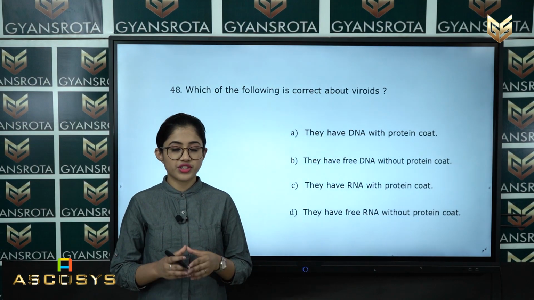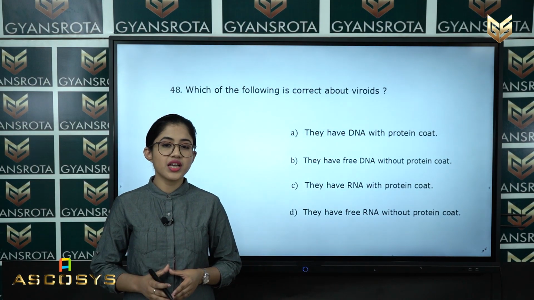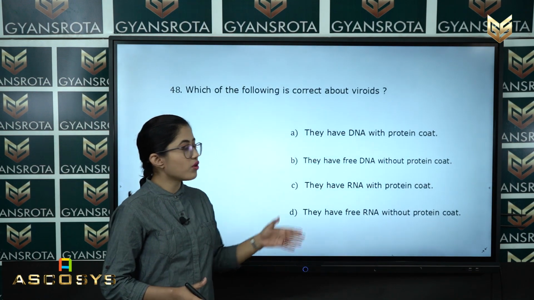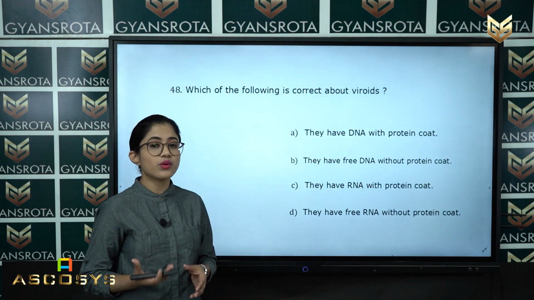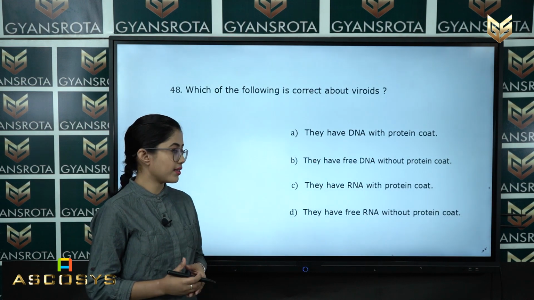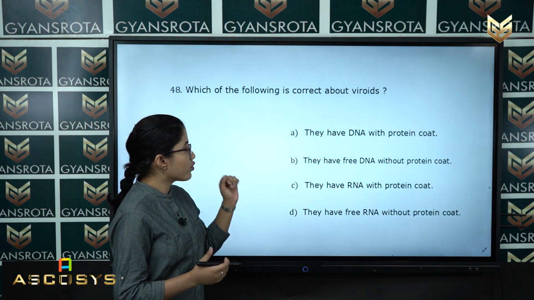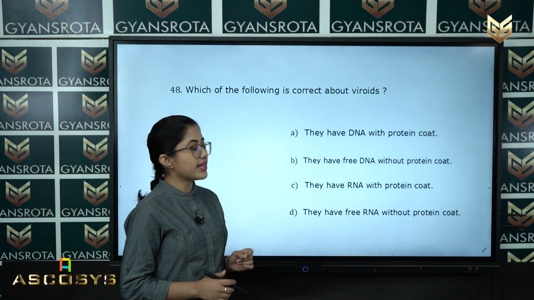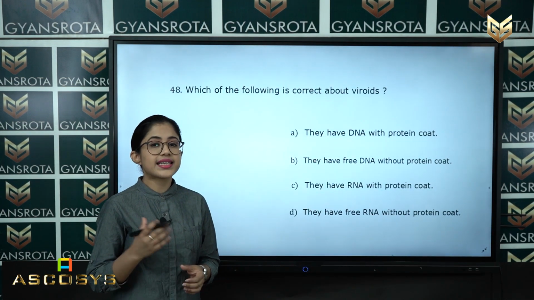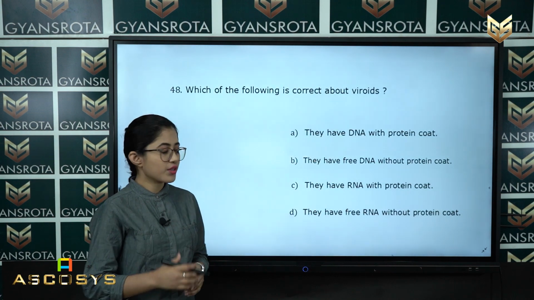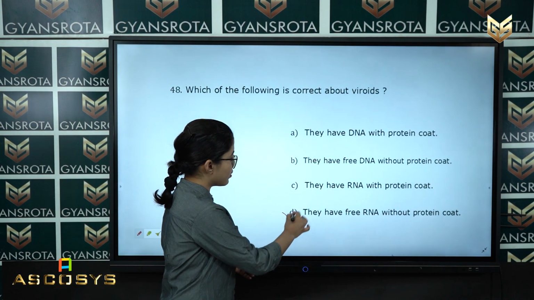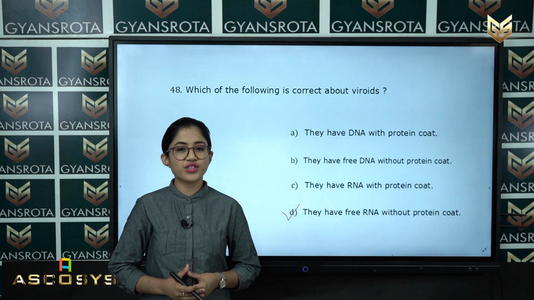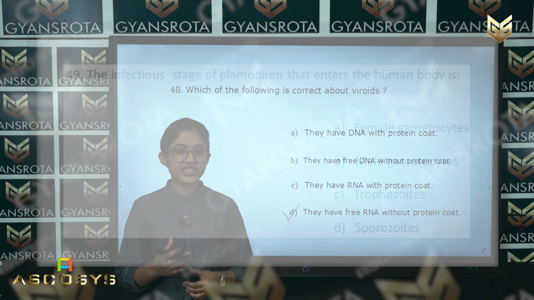So student, from the chapter biological classification, we have discussed the viroids, right? So among these four statements, we have to select the one which is the correct answer. The last option, which states that they have free RNA without protein coat, is the character of viroids. So among these four options, option number D is the correct one. Now let us move on to the next question, that is question number 49.